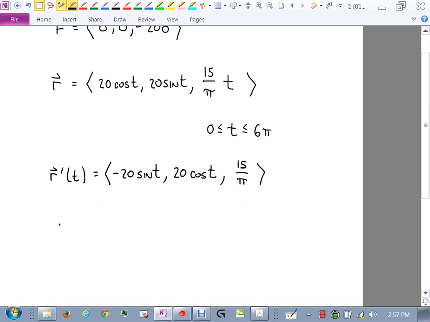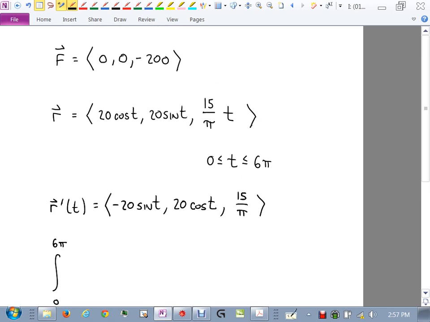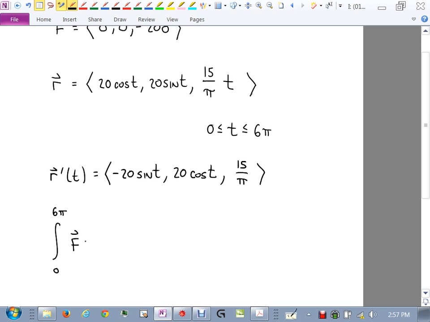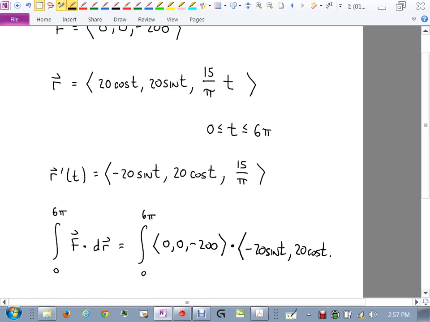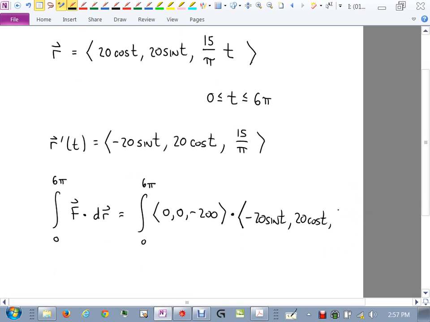And now I can compute it. It's 0 to 6 pi. We have the dot product of F dot dr, which is 0 to 6 pi. F is 0, 0, negative 200, and then dot that with negative 20 sine t, 20 cosine t, and finally 15 over pi, dt.